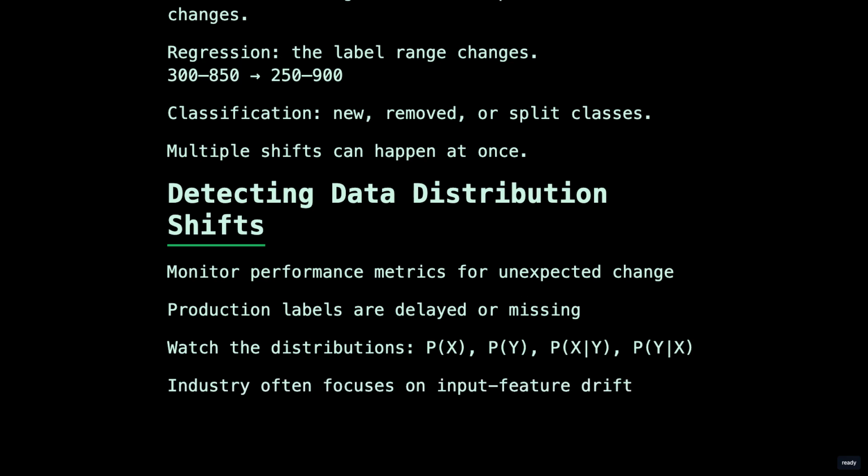Research has methods for estimating label shift without labels, but many production systems focus on feature drift because it is the most practical signal to monitor. The main idea is simple. If the inputs start changing, the model may be operating in a new regime even before labels arrive.